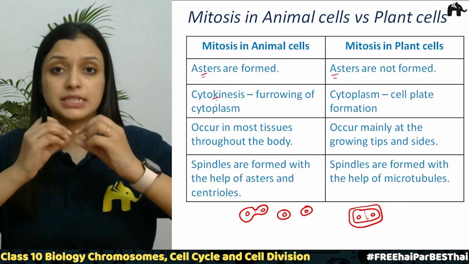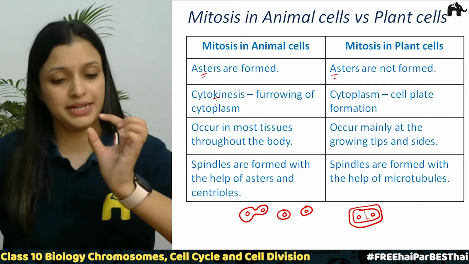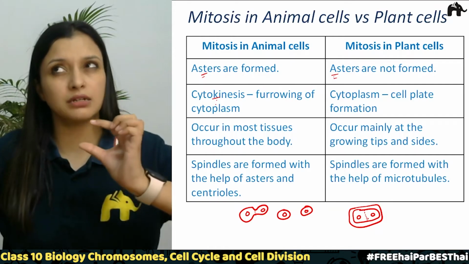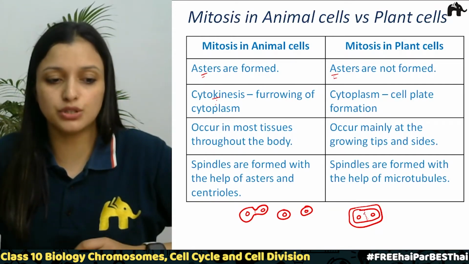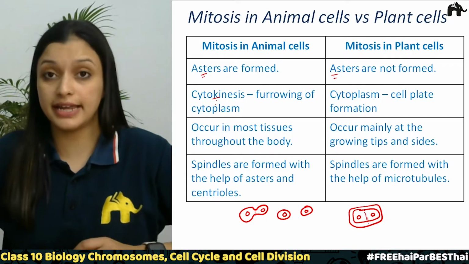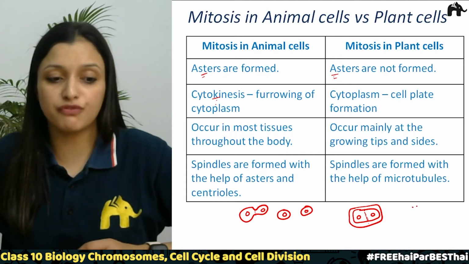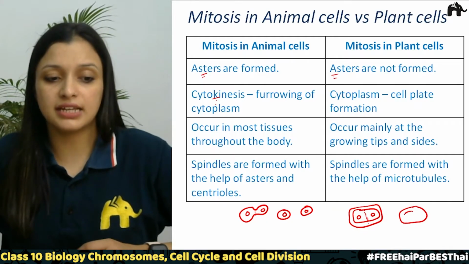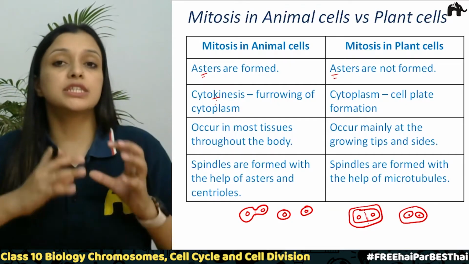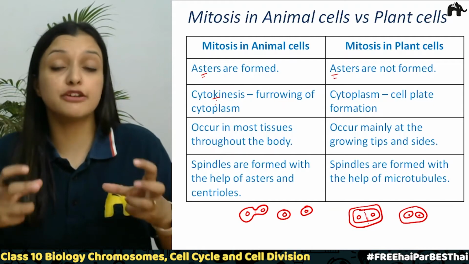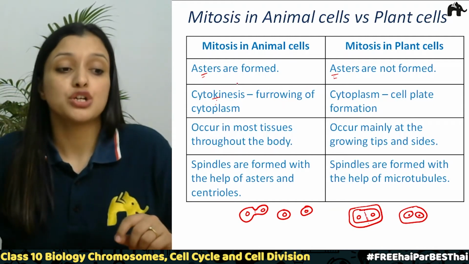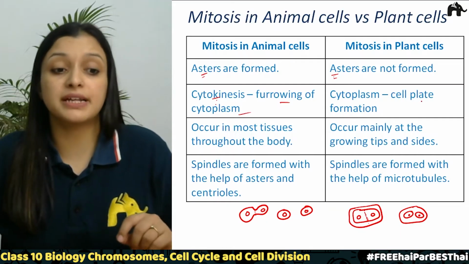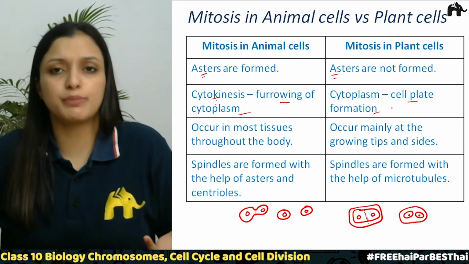The cell plate starts getting created from the center towards the outer sides, and now finally the cell gets divided into 2. So this is how cytokinesis is different in plant cells and animal cells. There is furrowing of cytoplasm in animal cells and there is cell plate formation in plant cells.